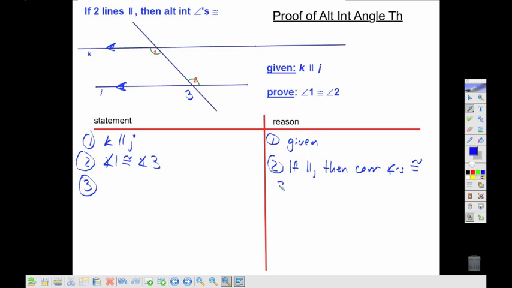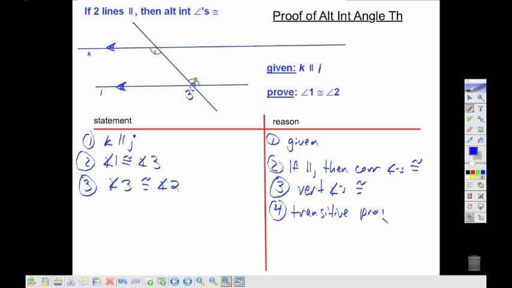The next thing we need is to somehow connect that to angle 2. Well, notice where 3 and 2 are right now. I can see that 3 and 2 are congruent because they are a special pair. They are vertical angles, and vertical angles are always congruent. So we can say angle 3 is congruent to angle 2. Now notice how this links, 1 to 3, 3 to 2. If we use the transitive property, we know that the congruence of angles is transitive, so I can say that angle 1 is congruent to angle 2. Note that's what we were trying to prove, so we've just proven the alternate interior angle theorem.